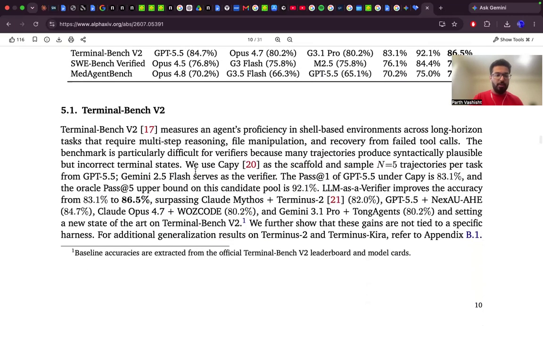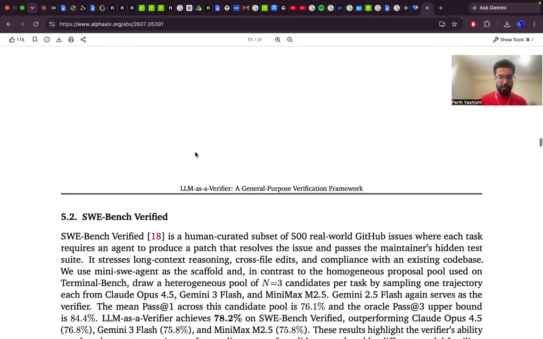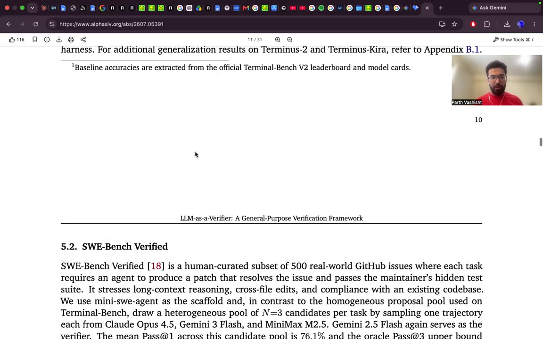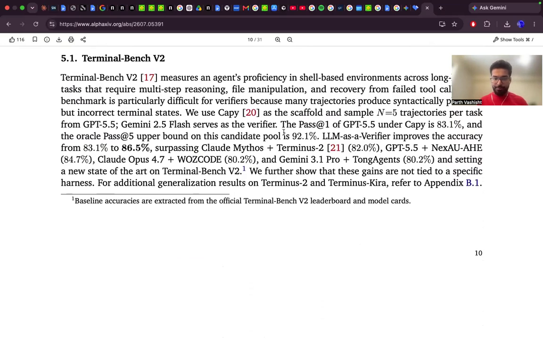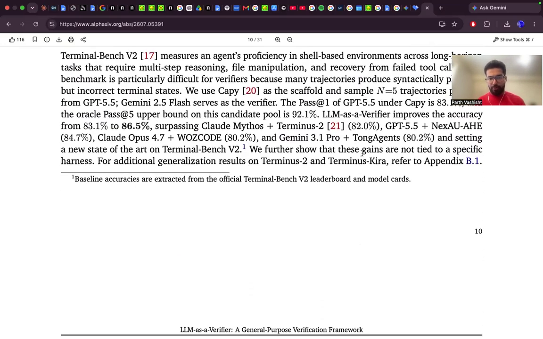Okay, so Terminal Bench V2 measures agent proficiency in shell-based environments across long horizon tasks that require multi-step reasoning, file manipulation, and recovery from failed tool calls. We use CAPI, and this is their experiment design. They have different settings on how we further show the gains are not tied to specific harnesses. So this is important for generalization.